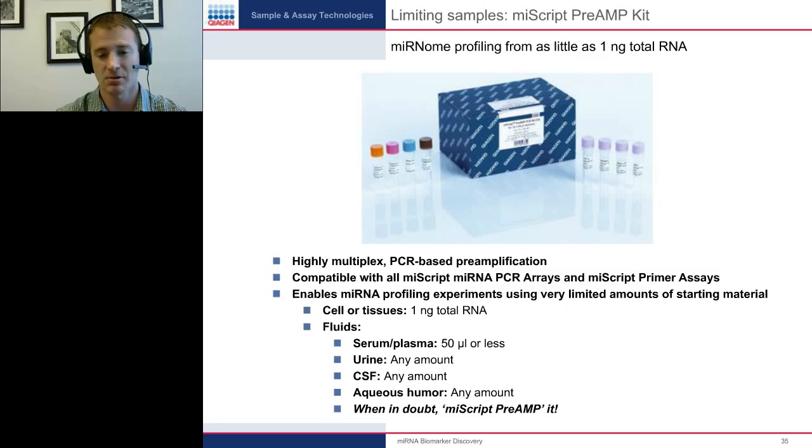And for fluids, serum or plasma, you can use this with 50 microliters or less. And when you're working with urine, cerebrospinal fluid, or aqueous humor, any amount, we recommend preamp. And using microscript preamp in a quote-unquote verb sense, when in doubt, microscript preamp. We have customers all over the world that are using preamp by default. And if you're unsure, go ahead and preamp it.